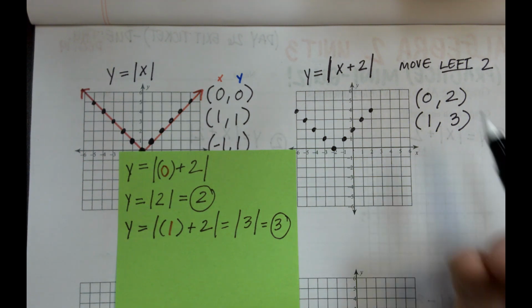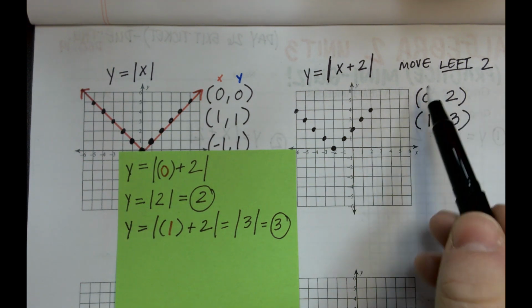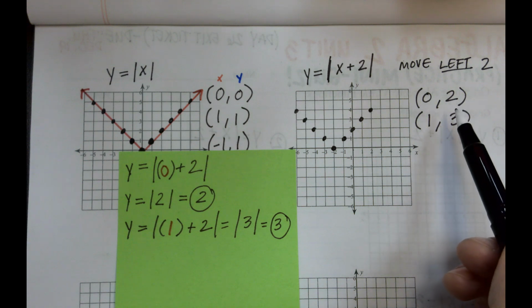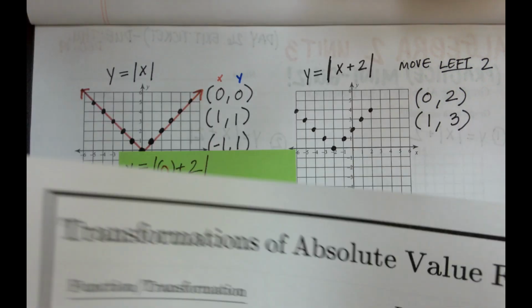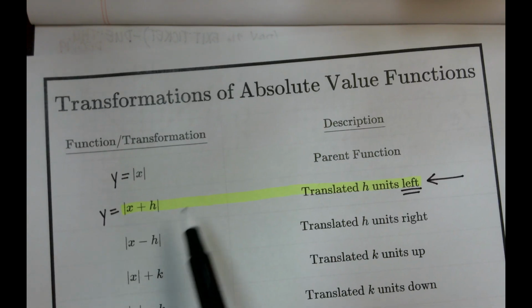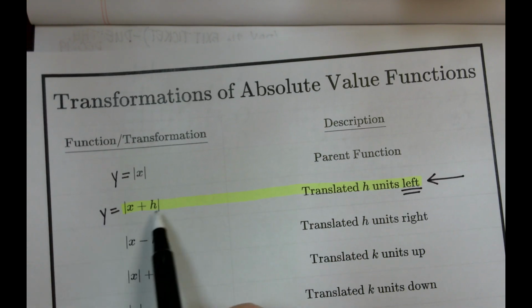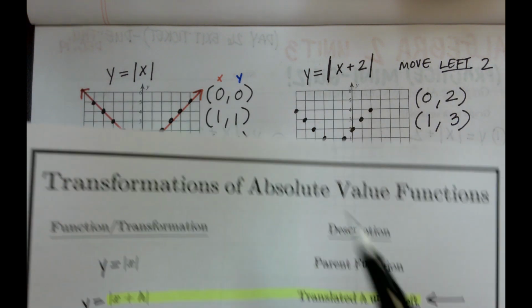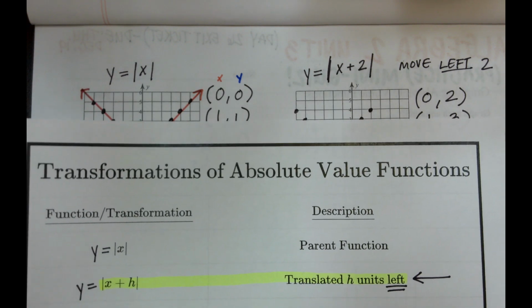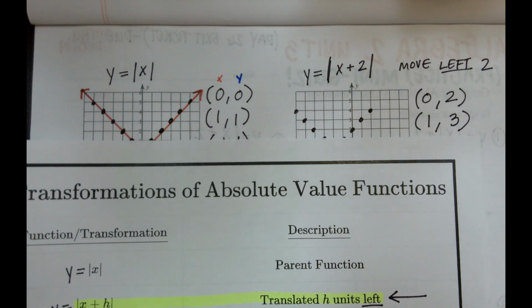But the main point I wanted to show is that finding all these points takes a lot of time. It's going to be really fast if you're able to just look at your cheat sheet and know, okay, I have a number being added inside the absolute value, so I'm just going to take this original graph and move it over 2 spaces. That's all we're going to do.